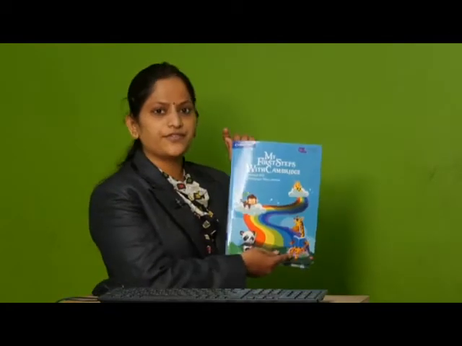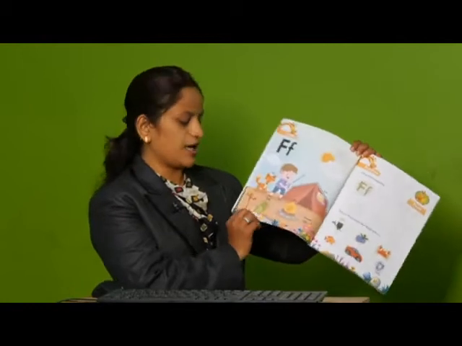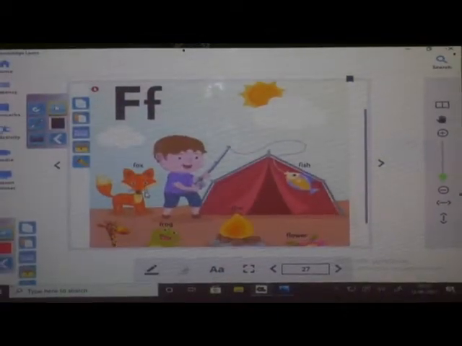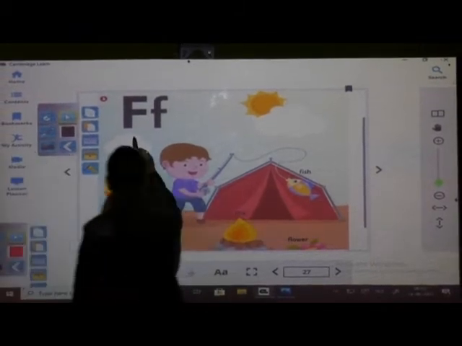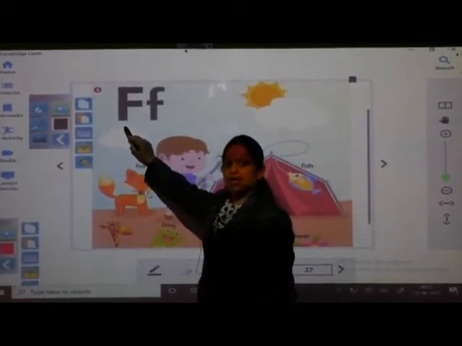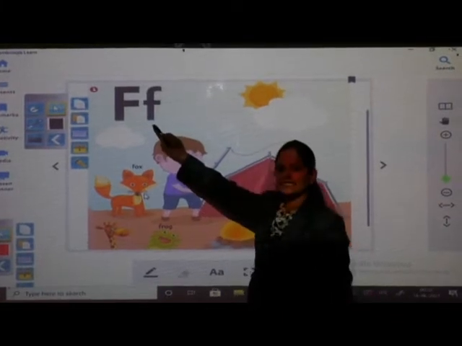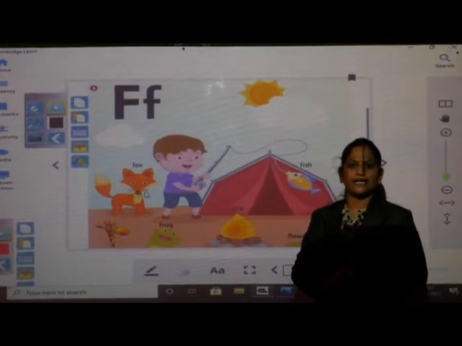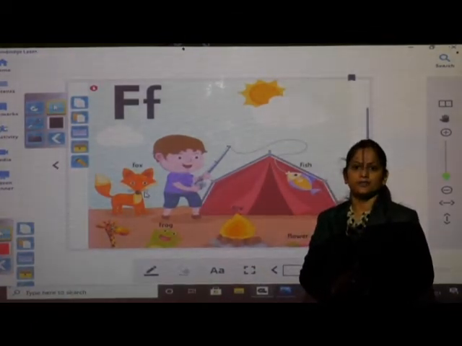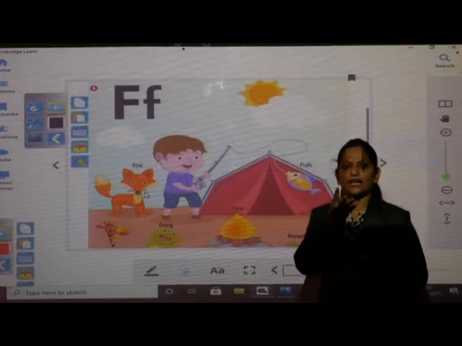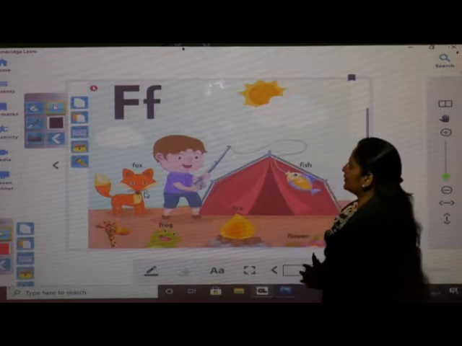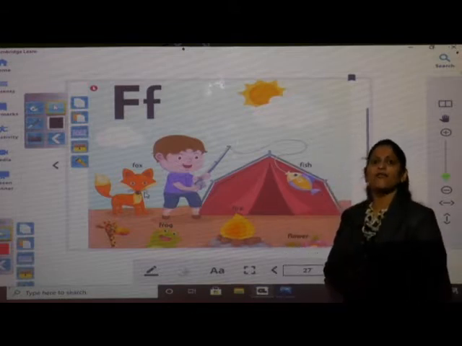So open your literacy skill book, page number 2 to 22. Yes children, what you can see here? Which letter is this? It is letter capital F. And which letter is this? Letter small f. And the phonic sound of letter F is F. How you should say? F. Only you have to blow the air from your mouth. Okay? The phonic sound of letter F is F.